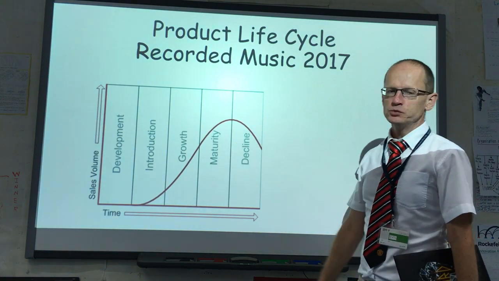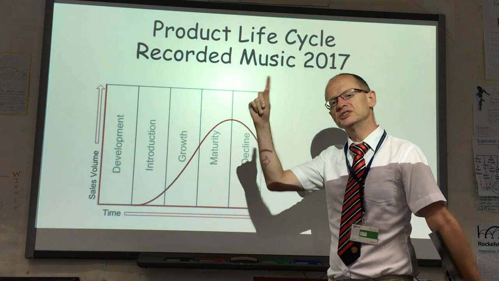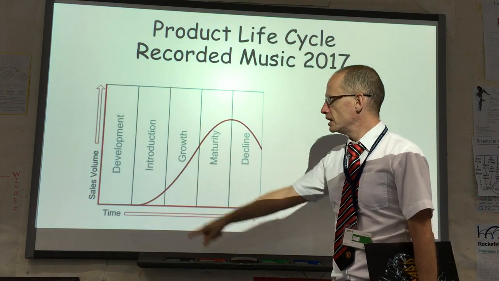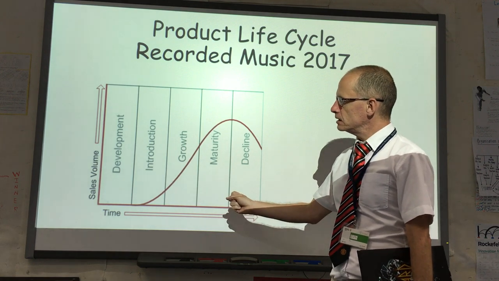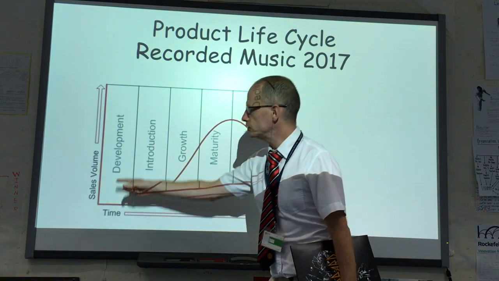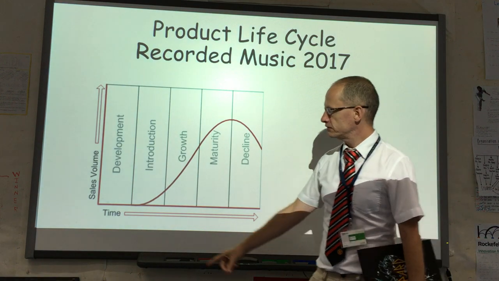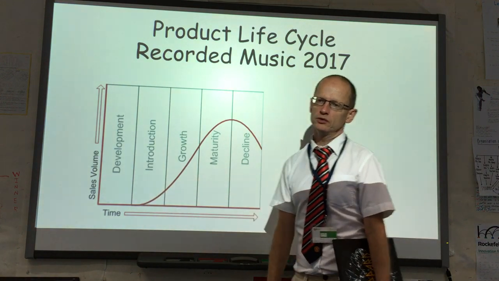On the vertical axis, we have sales volume. Sometimes it might be termed sales in terms of dollars. Then we have time on the horizontal axis. I have included development on this. Many of the textbooks don't, they just start straight away with an introduction.